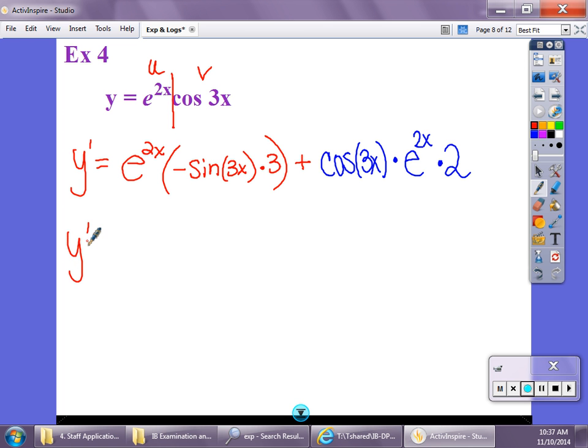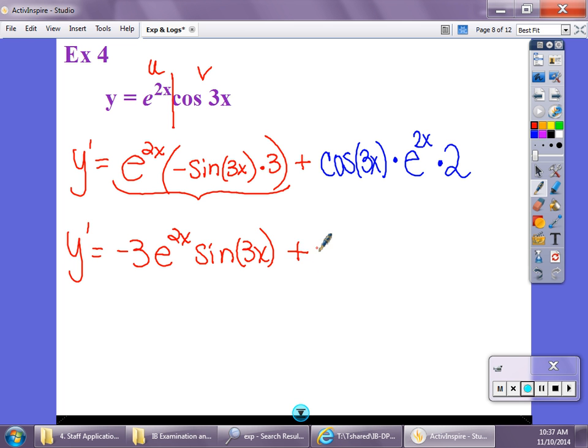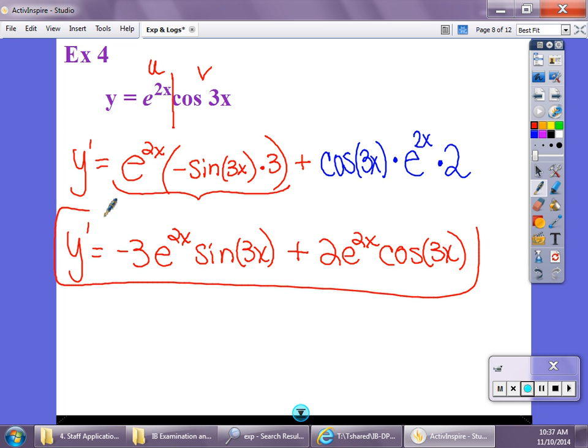Okay, let's clean this up for our final answer. Y prime. What goes in front in this term right here? The negative. The 3 goes in front. E to the 2x. Good. Sine 3x. Good. What about this next term? So plus 2, good, cosine of 3x. That's your final answer.